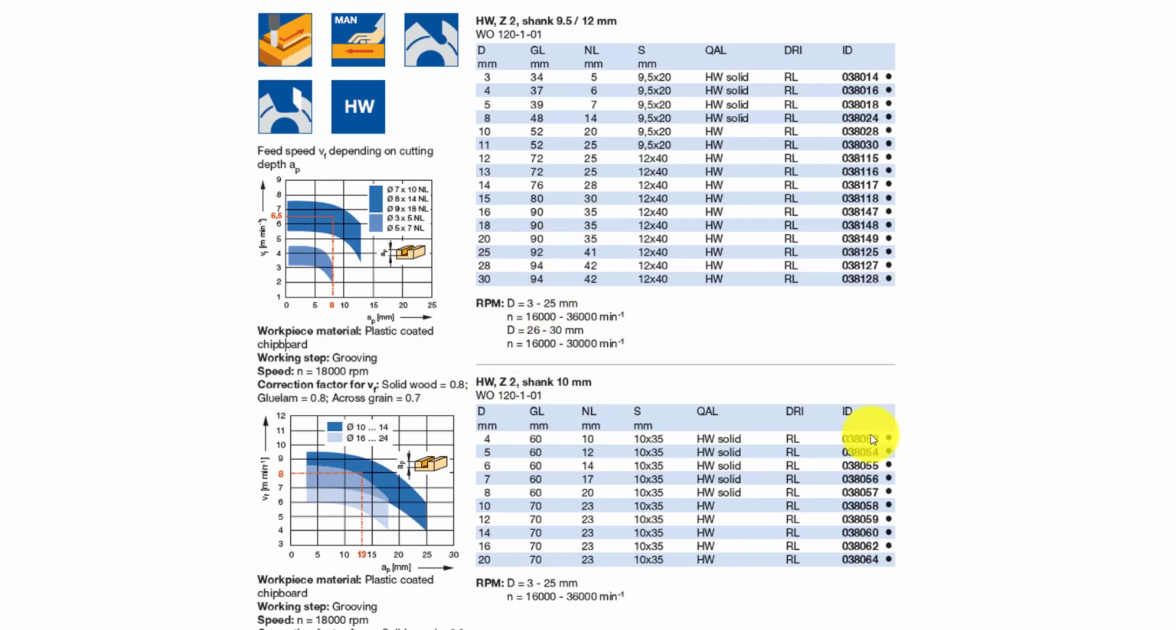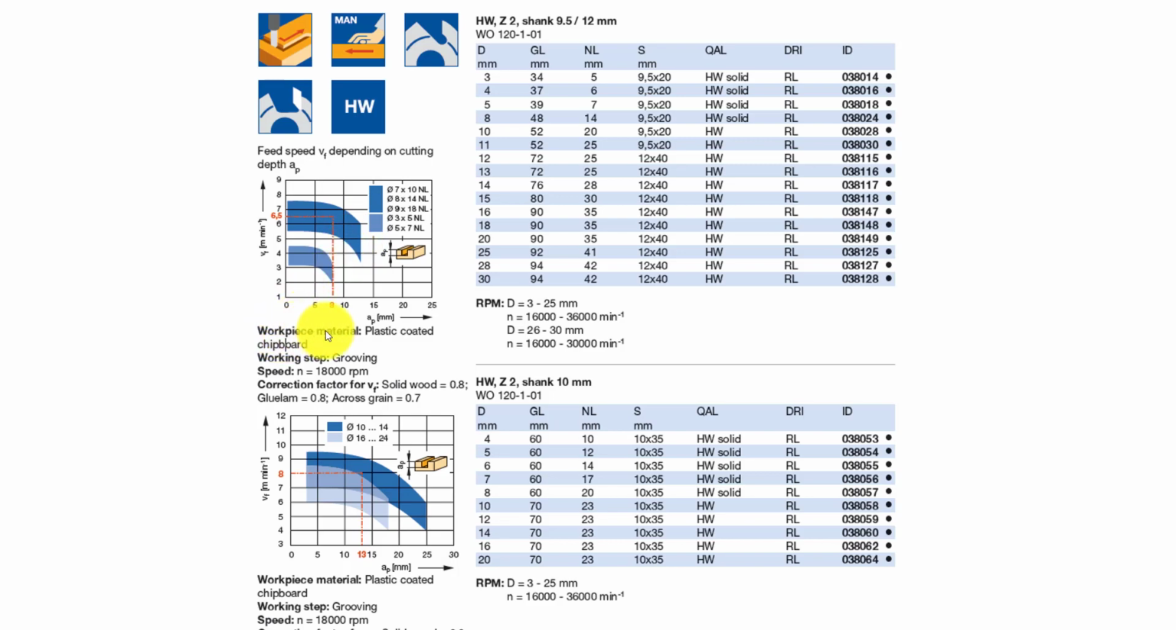So let's say, for instance, you want to buy this component. It's a 10mm cutter. Its length is 52 with an NL of 20. If I go across to the right, there's the ID number. That's the number you would quote to purchase this component. You can see here there's a graph that shows you what feed speeds and what rotational speeds, and effectively all the machining operation information that you need to build into that tool.